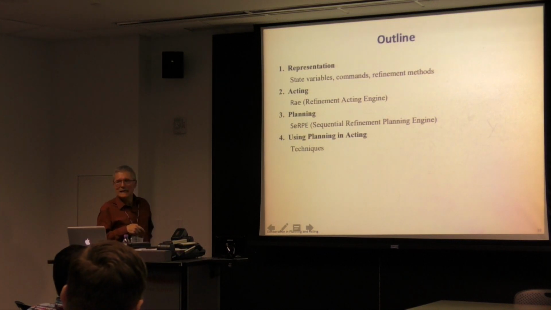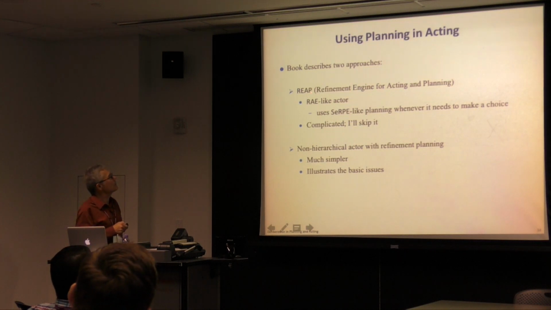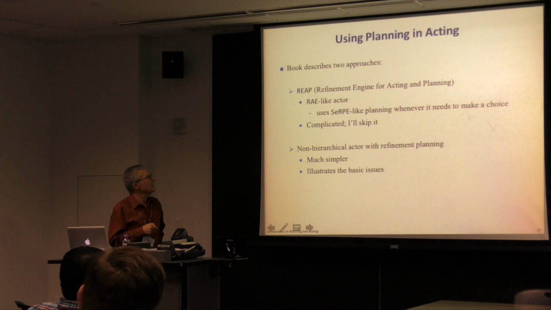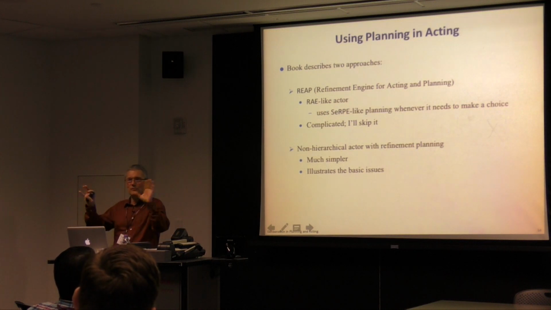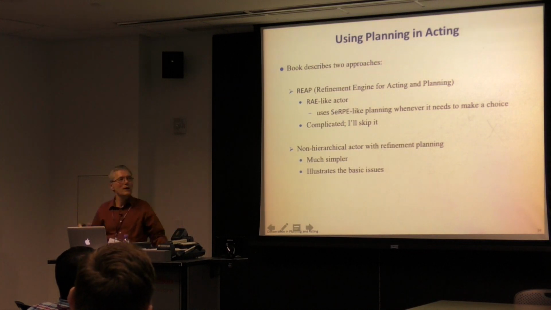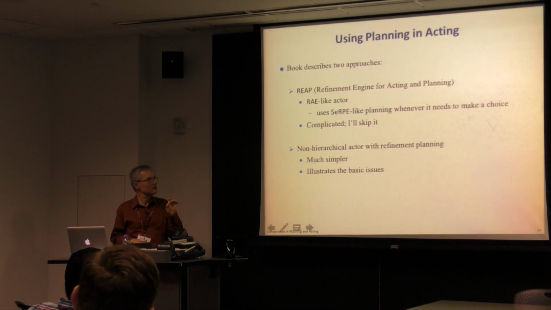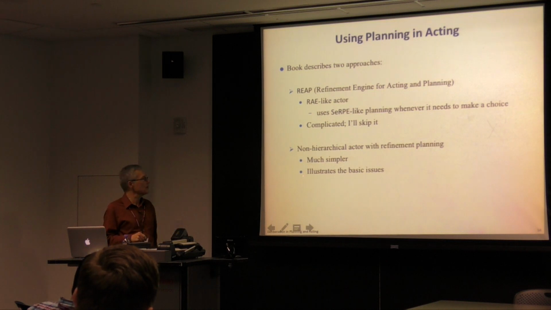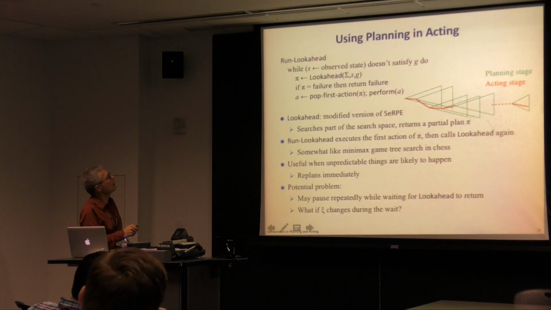Okay, using planning in acting. The book describes two approaches for that. One is an algorithm called REAP, which is basically a Rae-like actor that uses SeRPE-like planning whenever it needs to make a choice. That algorithm is very complicated. I would get all of you confused if I tried to explain it. I'm going to skip it. Okay? What I'm going to do instead is have a simple, very dumb, non-hierarchical actor that uses refinement planning in order to make its choices, and that'll illustrate the basic issues. So it's called Run-Lookahead.